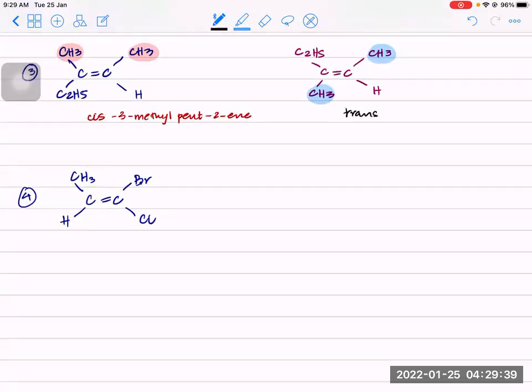In number 4, we have a carbon-carbon double bond. So the first criteria is met. Now, if you look at the first carbon, it has a CH3 and an H. Are they both different? Yes. Look at the other carbon. It has a Br and a Cl. Are they both different? Yes. Can this show cis-trans? Yes. Now, you will be like, it can show cis-trans because it fulfills both the criteria. But we don't have similar atoms here. So how do we identify the cis and trans?